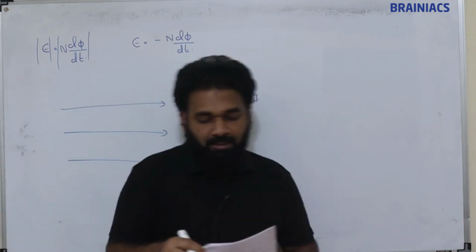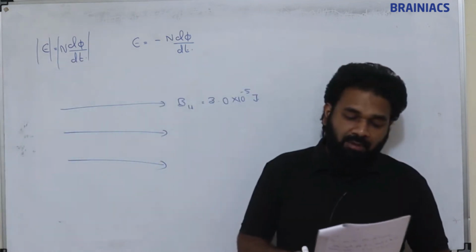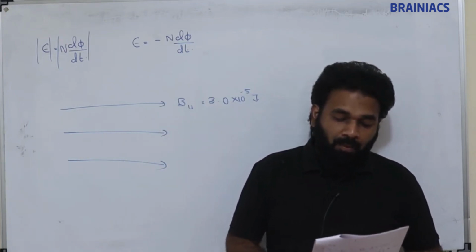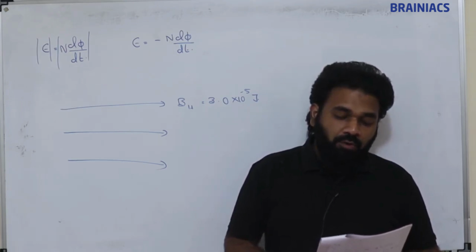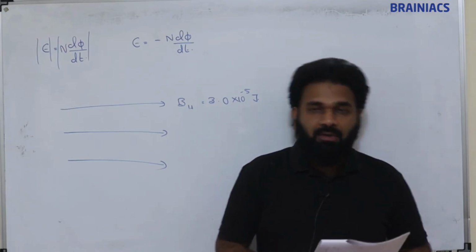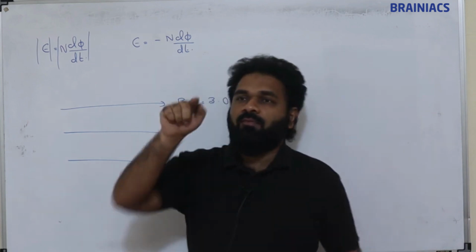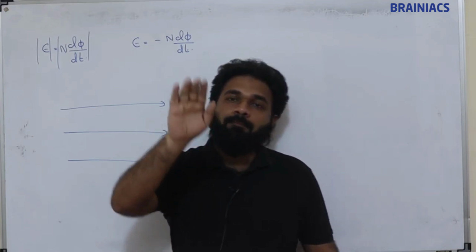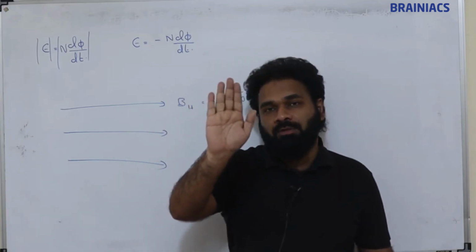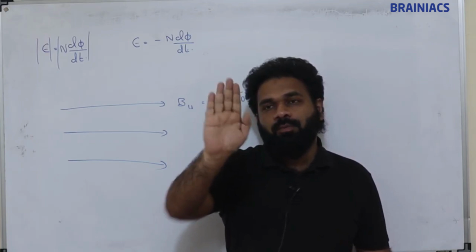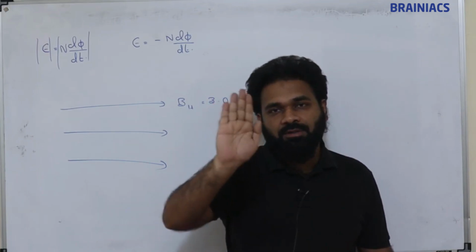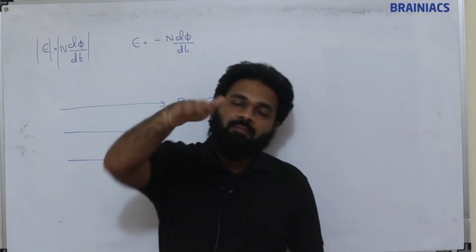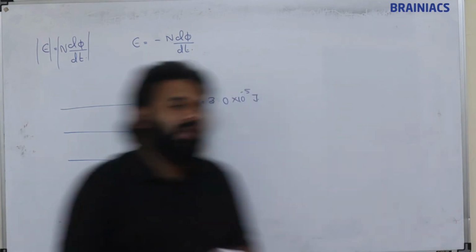How is the loop kept? The loop is kept with its plane perpendicular to the horizontal component of Earth's magnetic field. That is, if this is the direction of the magnetic field, the plane is kept perpendicular to it. So this is the plane of the loop, this is the magnetic field direction. Otherwise the plane would be kept parallel to it, we can say.